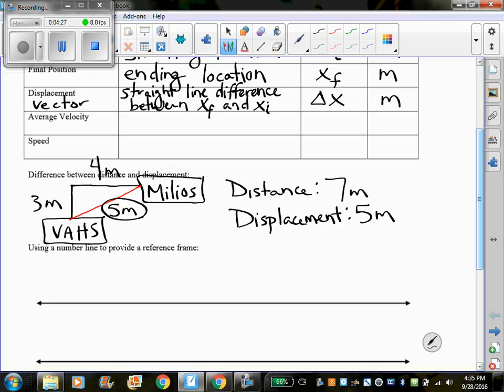And then if I told you what direction you had to go, maybe to get to Melio's you have to go northeast on a compass rose. Well, now you know the direction that you have to go. And those are the 2 pieces of information that displacement will give you.